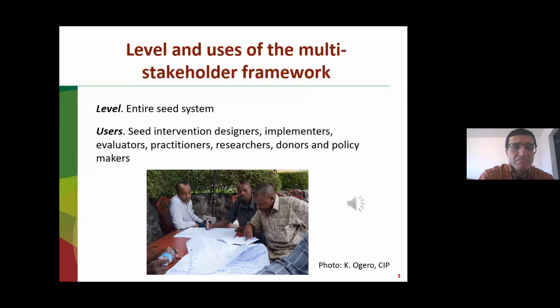Then the users of the framework can be seed intervention designers, people who design the new interventions, implementers, that is people who implement or conduct the interventions, the projects, evaluators, practitioners, researchers, donors, and policymakers. So in this picture, you can see colleagues in Tanzania using the framework to analyze a project, Marando Bora, in sweet potato. In this case, these are practitioners and scientists who just finished a project, and they are using the framework to analyze the intervention.